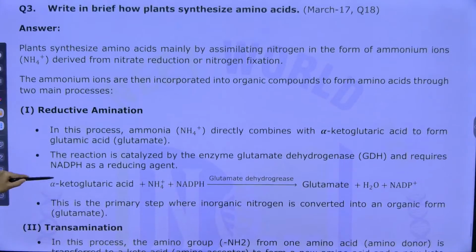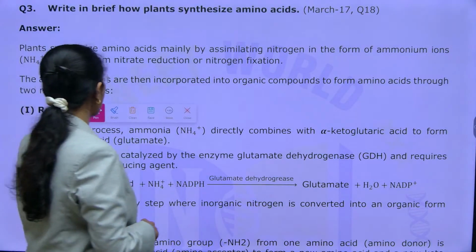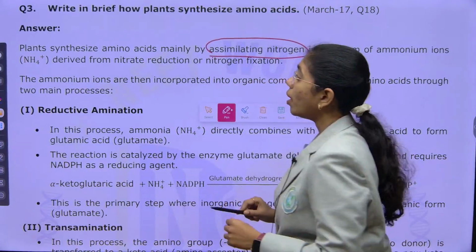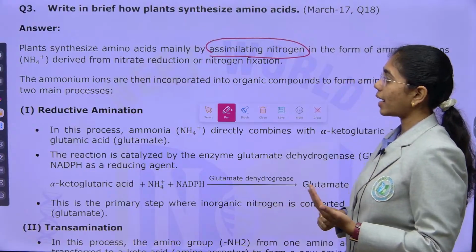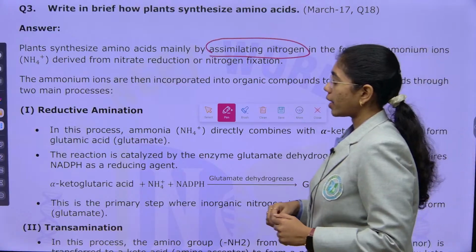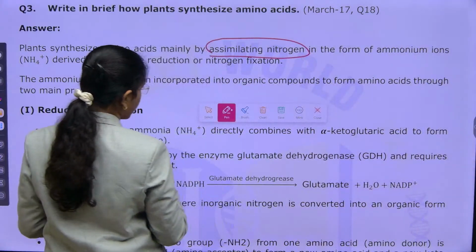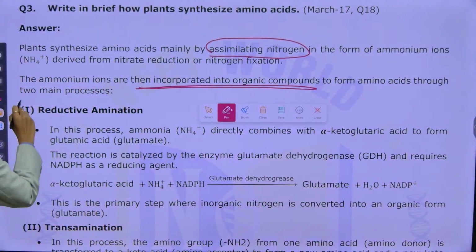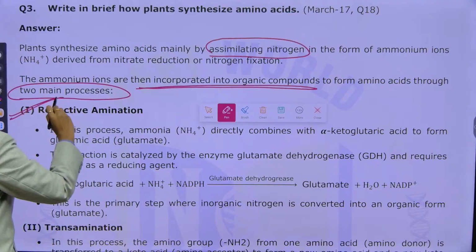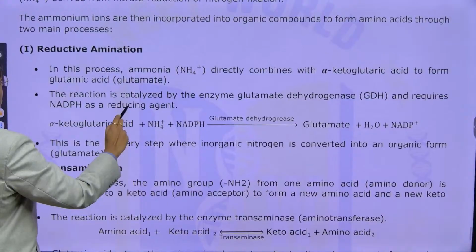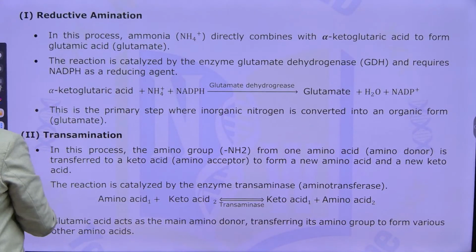Plants will synthesize amino acids mainly by assimilating nitrogen. This is mainly by what? Assimilating nitrogen. Fine, right? In the form of ammonium ions. These are derived from nitrate reduction or nitrogen fixation. Ammonium ions are then incorporated into organic compounds to form amino acids through two main processes. First one is reductive amination, second one will be transamination. What is reductive and what is transamination, you see here.